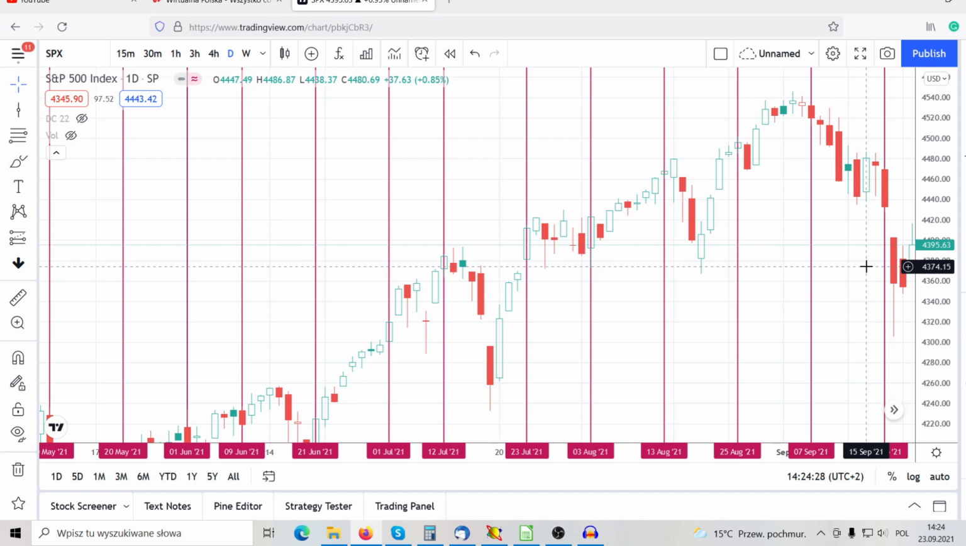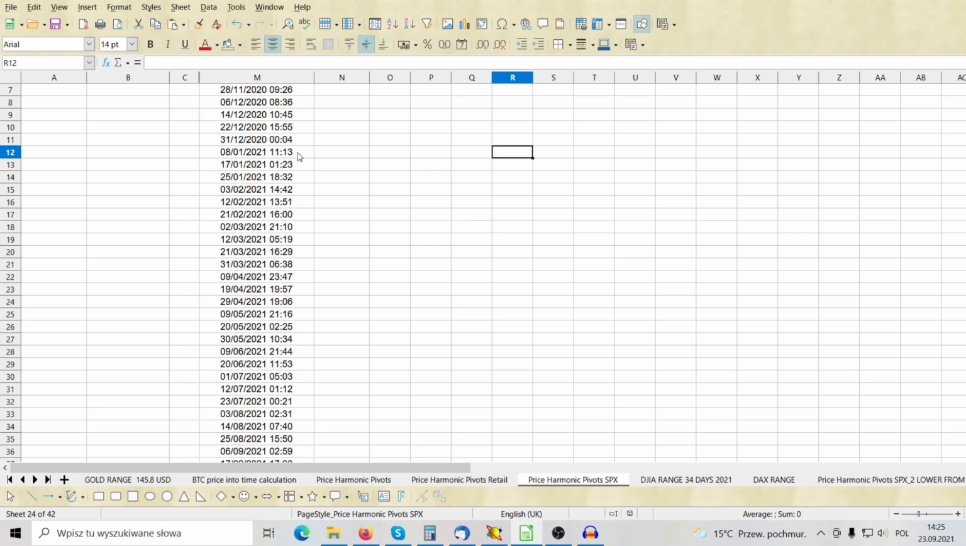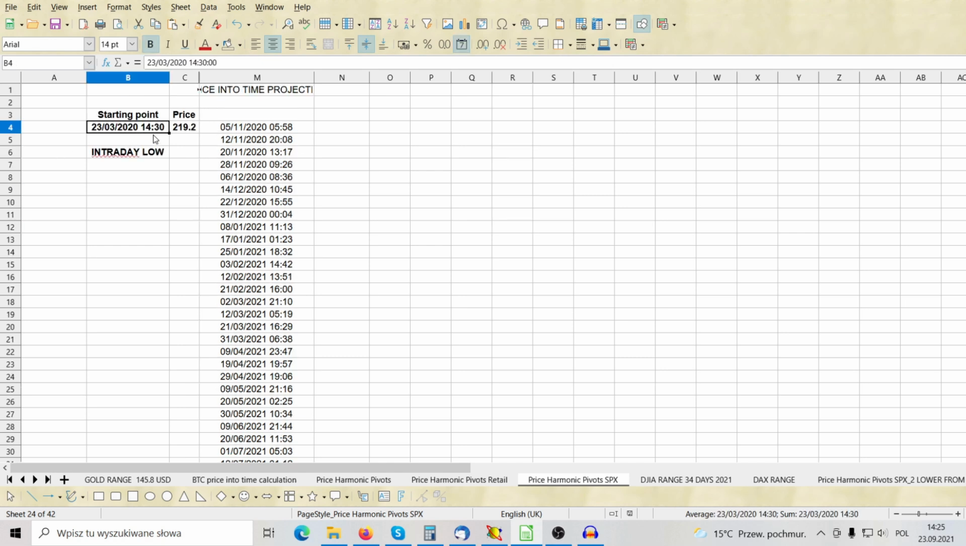Let me show you my first example on Standard & Poor's, based on price as of March 23rd, 2020. So here we go, based on the intraday low from March 23rd, 2020. Remember that very bottom of the market. This calculation is made, obviously the calculations are hidden over here, but we've got the date and time.